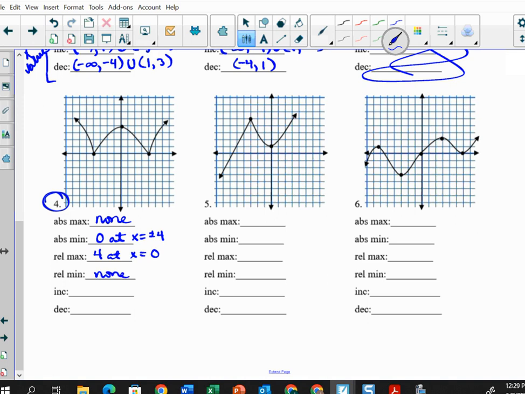All right, where is it increasing from? 4 to infinity. Good. And decreasing. Yep. Okay. Doing okay with that stuff. Okay, turn the page.